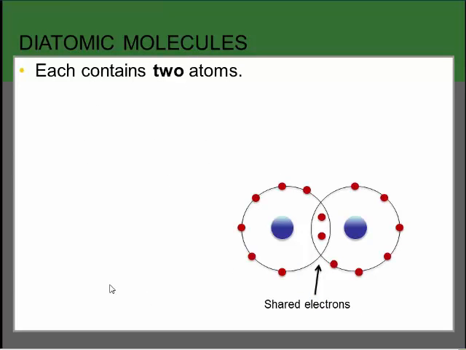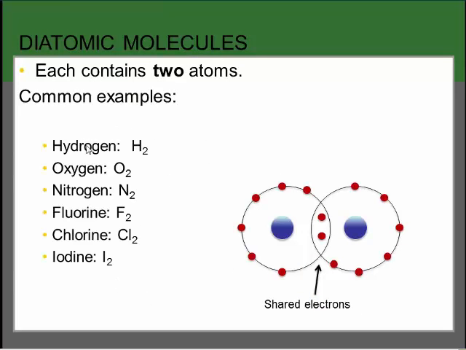So diatomic molecules contain 2 atoms. Some common examples: hydrogen, oxygen, nitrogen, fluorine, chlorine, iodine, all have just 2 atoms in their molecular formula. And so, for instance, chlorine has a total of 7 valence electrons. And if each chlorine contributes 1 electron to a shared pair of electrons, you'll see that each of these circles, if we count these 2 twice, has 8 electrons. 1, 2, 3, 4, 5, 6, 7, 8. So by sharing 1 electron, each chlorine can then have a full octet.